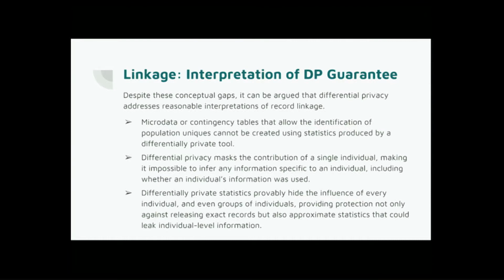And there are three alternatives here. The first is that you can argue that microdata or contingency tables that allow the identification of population uniques cannot be created using statistics produced by a differentially private tool. The second argument is that differential privacy masks the contribution of a single individual, making it impossible to infer any information specific to an individual, including whether an individual's information was used at all. And finally, differentially private statistics provably hide the influence of every individual and even groups of individuals, providing protection not only against releasing exact records, but also proximate statistics that could leak individual level information. Any one of these arguments could be used to say that differential privacy addresses record linkage.